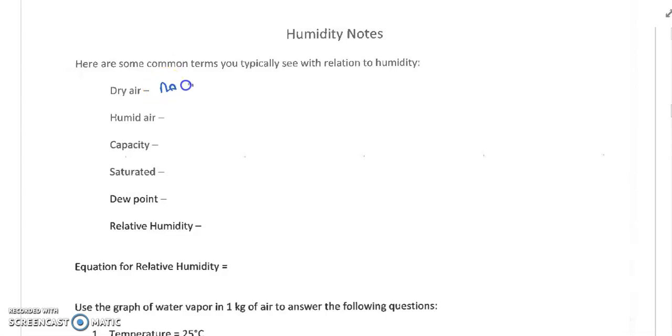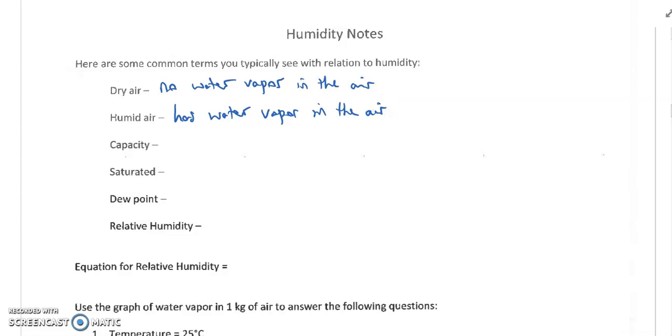So dry air has no water vapor, which is obviously compared to humid air, which is air that has water vapor. So we're focusing on this idea of water being present in the air. Now, we want to put some actual numbers with this.